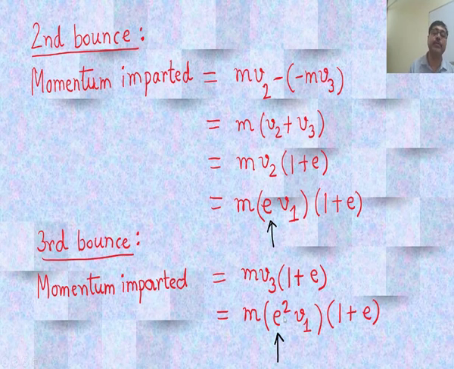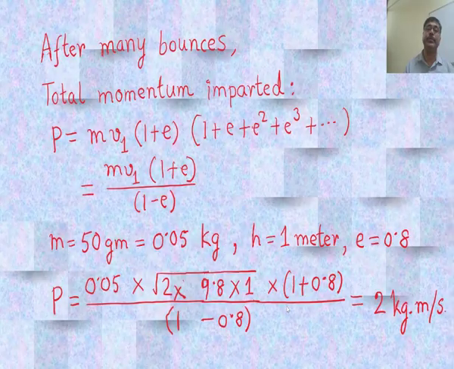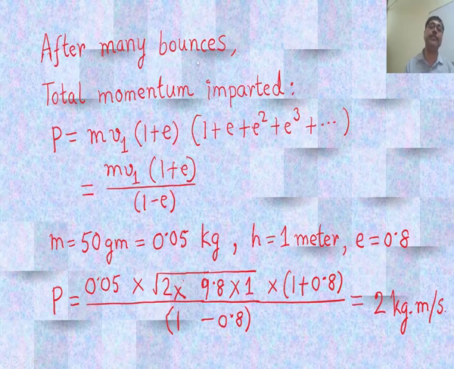So in the third bounce, the momentum imparted will be mv1(1 + e) multiplied by e squared. So the multiplying factor is increasing, like 1, e, e squared, e cubed, e to the power 4, and so on. So after many bounces, the total momentum imparted will become mv1(1 + e), and additional terms will be added. And we know this bracketed part is 1 by 1 minus e.